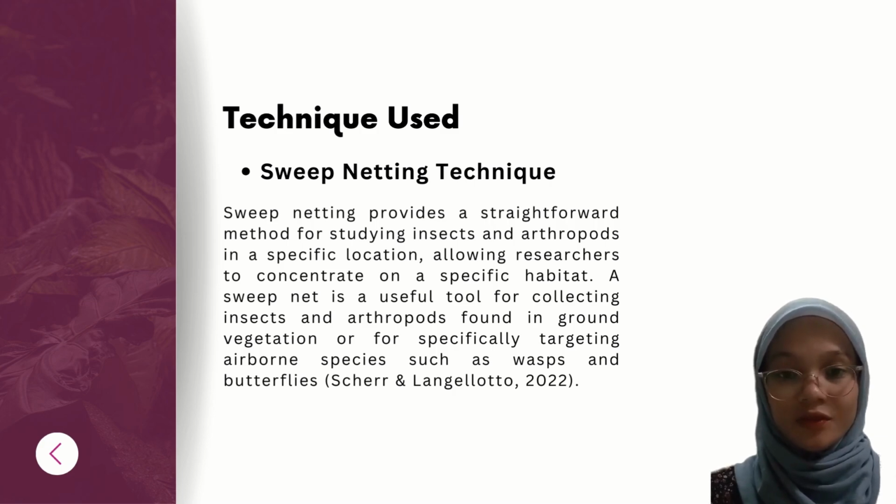Sweep netting is a valuable technique for studying insects and arthropods in a particular area, enabling researchers to focus on a specific habitat. By using a sweep net, researchers can easily collect insects and arthropods that reside in ground vegetation or target airborne species like wasps and butterflies. This straightforward method provides a practical way to gather valuable information about the diverse insect population present in an ecosystem.